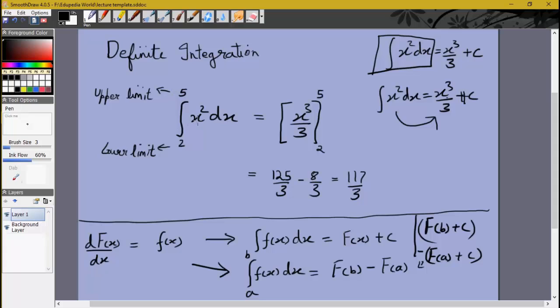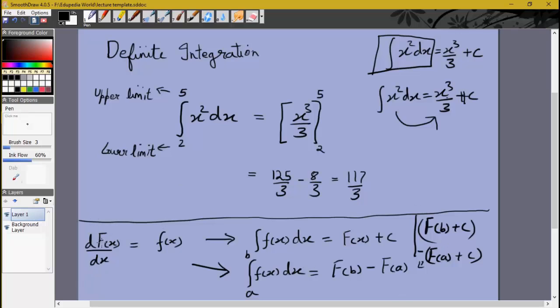So the integral of x squared might be x cubed by 3 plus c. That means the integral between 2 and 5, that's the language we use, would be the value of x cubed by 3 plus c at 5 minus the value of x cubed by 3 plus c at 2. And c will cancel. This is how we write it, x cubed by 3 from 2 to 5, which gives us this value. And this is how you look at it from a generic point of view.